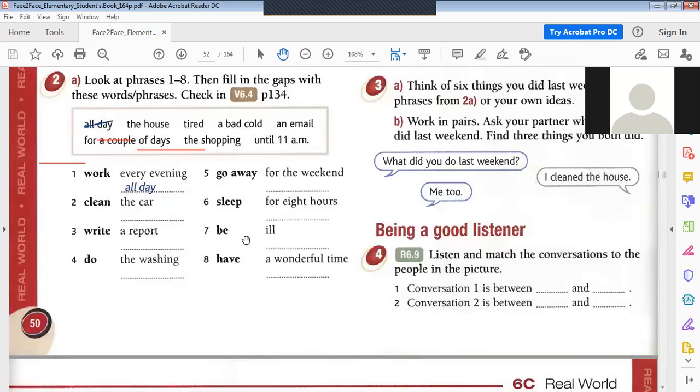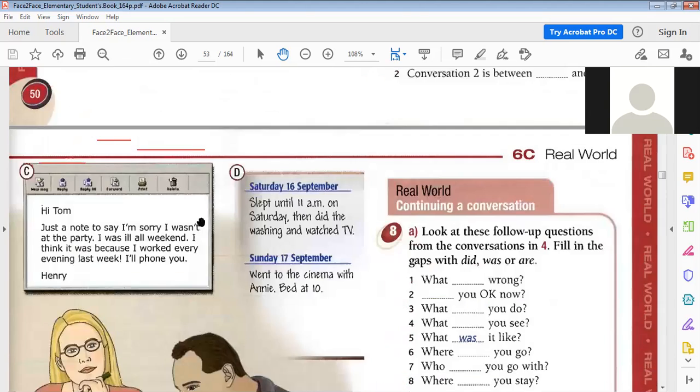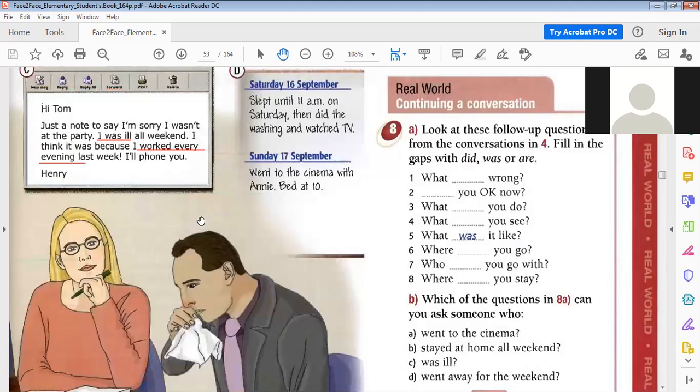If you go back here, we have to be ill, which is was ill, because was is the verb to be in the past. Right? I was ill. And also work every evening. So we have number 1 and number 7, those two are mentioned. Okay. What about D? Slept till 11 a.m. Correct. Yes.